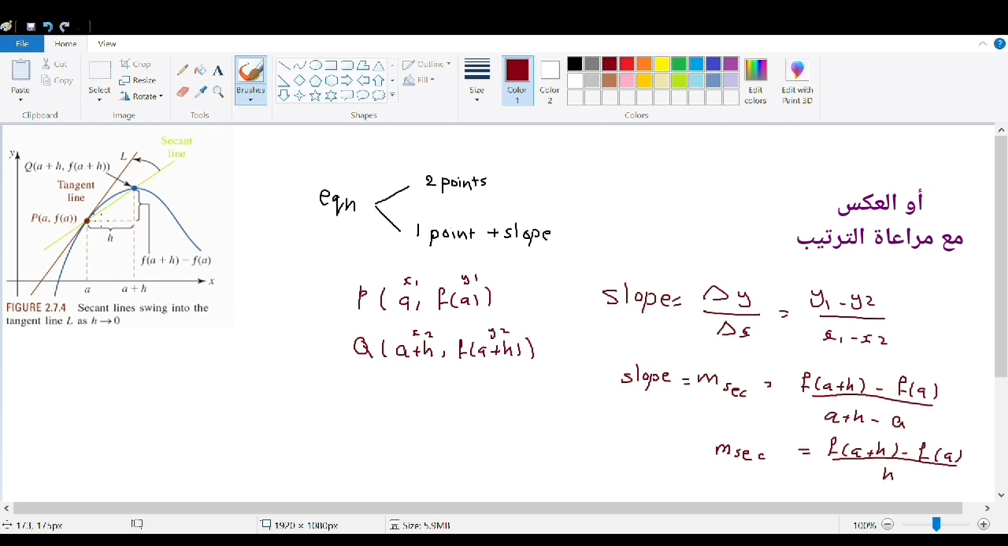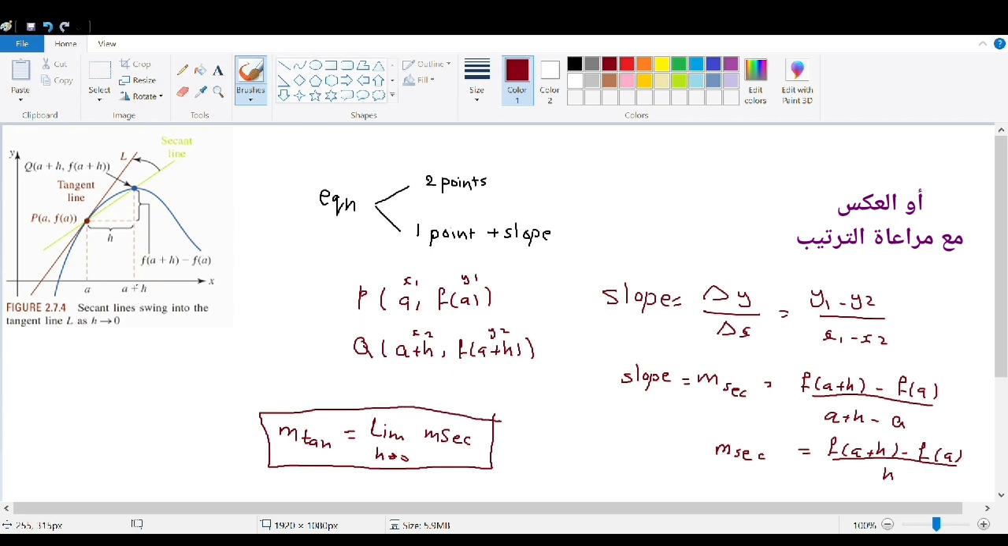And from here we say that the slope of the tangent line will be the limit of the slope of the secant line as h approaches 0. So m tangent, which is the slope of the tangent line, will be the limit of m secant as h approaches 0. And this is the relation between the slope of the tangent line and the slope of the secant line.